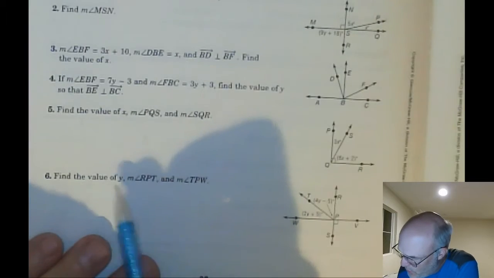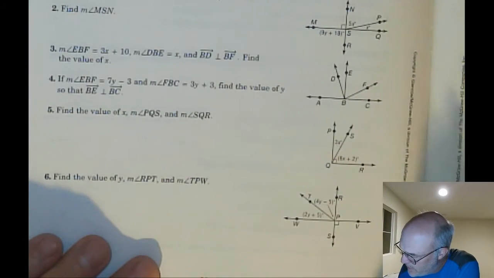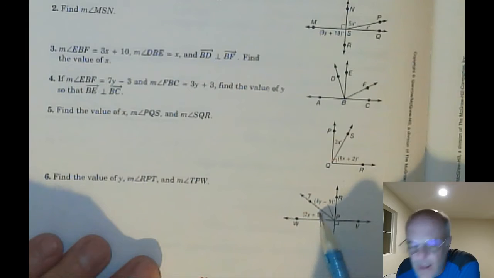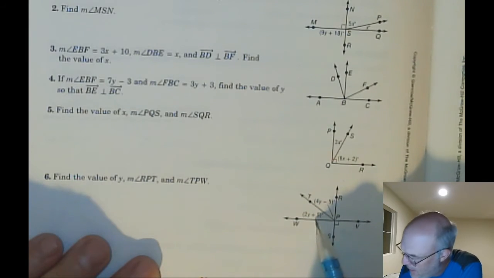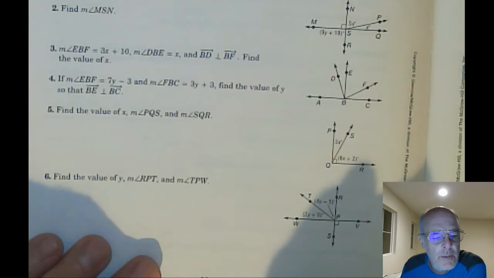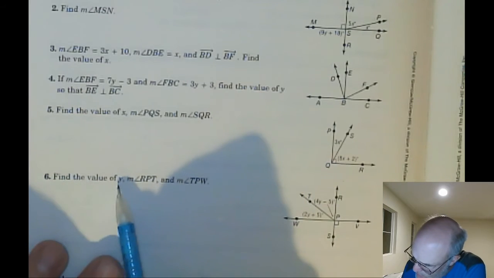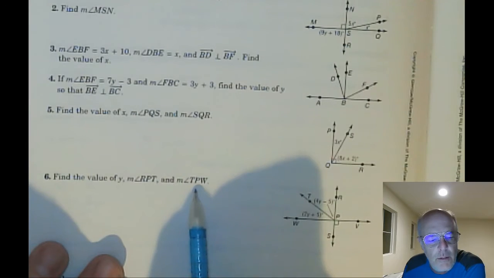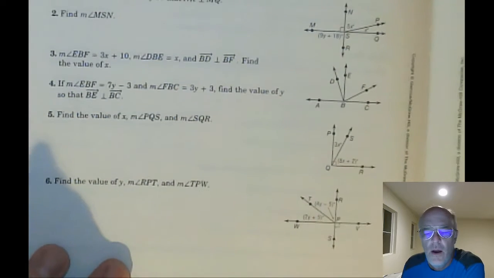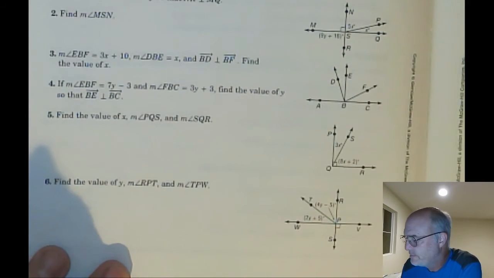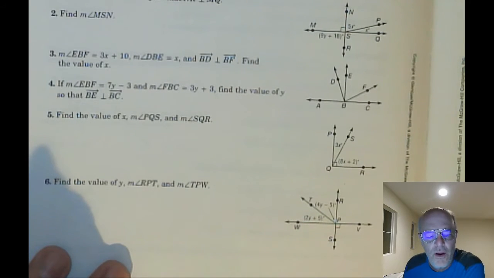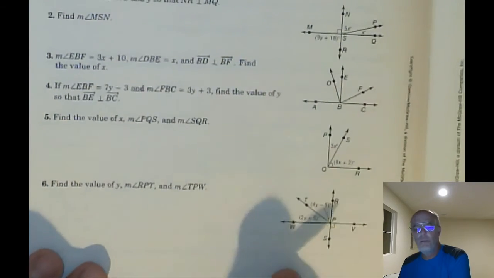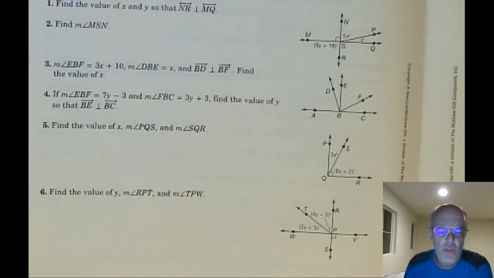So make sure you answer all the questions when they ask you something like this. You get your equation written down, you solve it for y or x or whatever the case may be, and then you answer the question. If you find a y, then you've got to find RPT, you've got to find TPW. Okay, so we've just been talking about the review from 1.4, where some of this stuff is also discussed. Remember, rewind the video to the beginning if you need to.